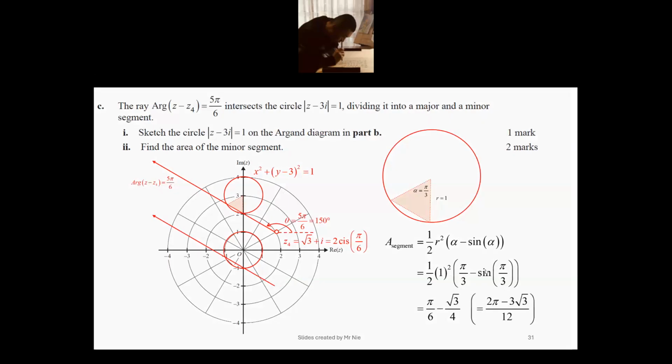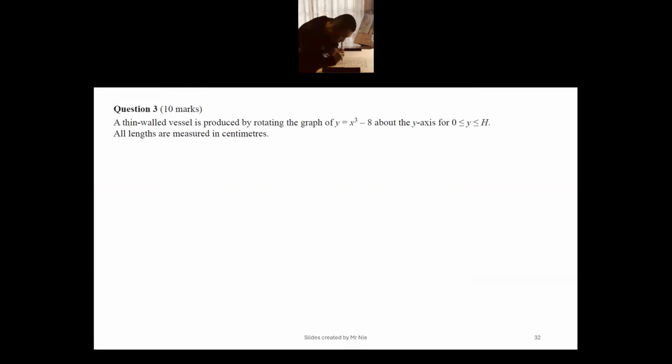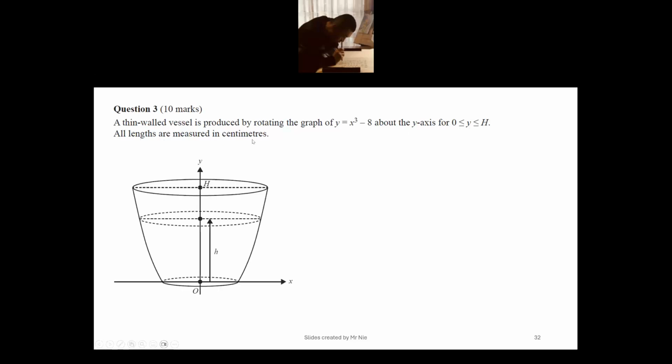Question 3 is concerning a thin-walled vessel, and it was produced by rotating the graph of a cubic function around the y-axis for y between 0 and a capital H. All lengths are measured in centimeters. So this is the diagram.